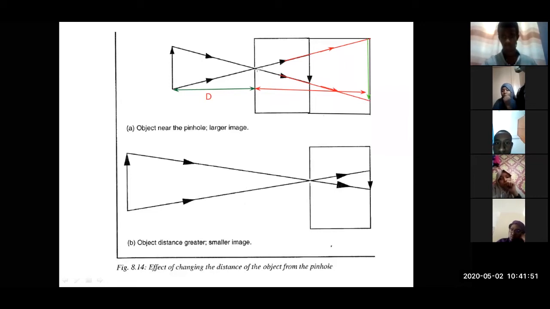So when the object distance is smaller, the image formed will be larger. But if the object distance is larger, the image formed will be smaller. When we come to the screen here, when the image distance, this distance, is smaller, so if it is this first one here, the image formed will be smaller. But when you increase the image distance by pulling the pinhole camera, increasing the length of the pinhole camera, you can see the image is larger in size.